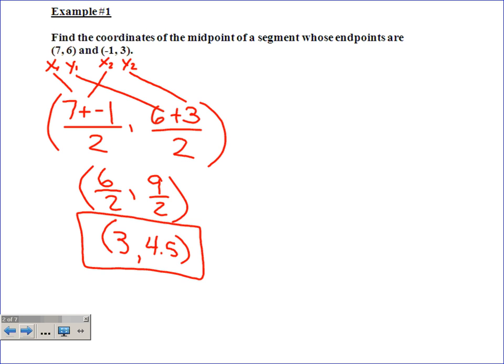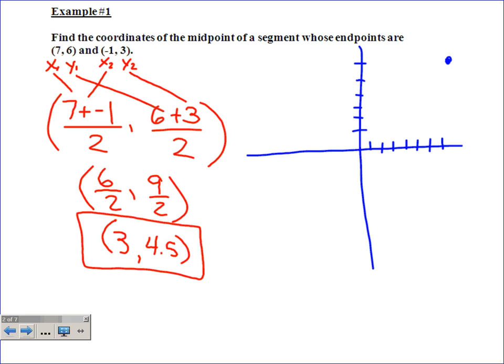At some point, we'll actually graph these things out. I guess we could if we really wanted to. We could just graph these things out and we can see that if we were over 7, 1, 2, 3, 4, 5, 6, 7, up 6, 1, 2, 3, 4, 5, 6, that would give us a point right here. This is our first point. Negative 1 and then up 3, 1, 2, 3 would be about here. If we have a line in between, this would be the line segment.